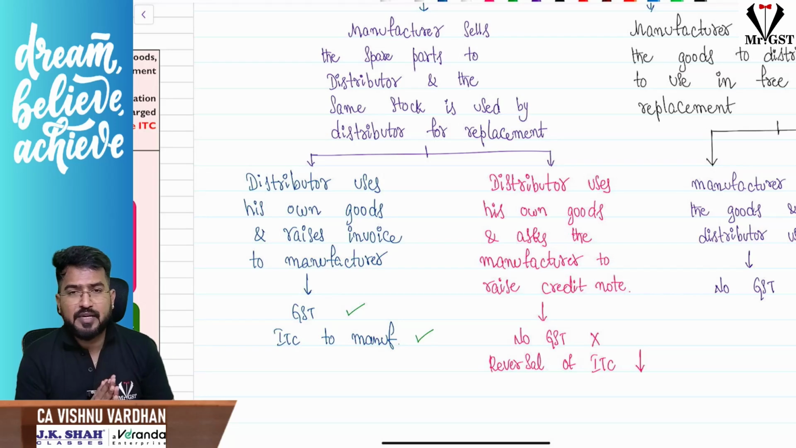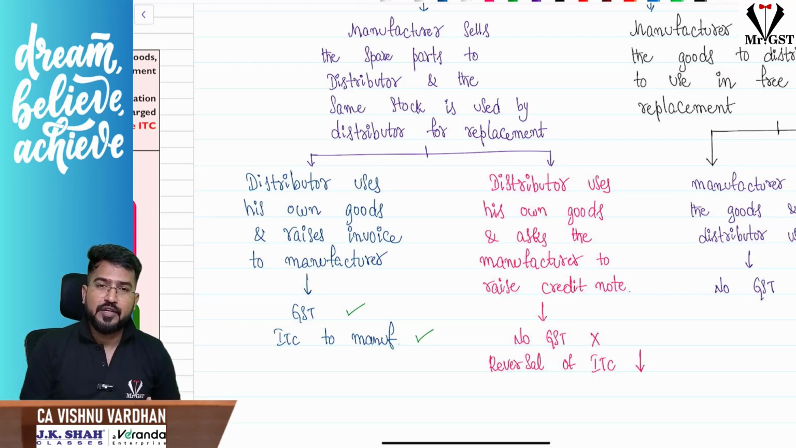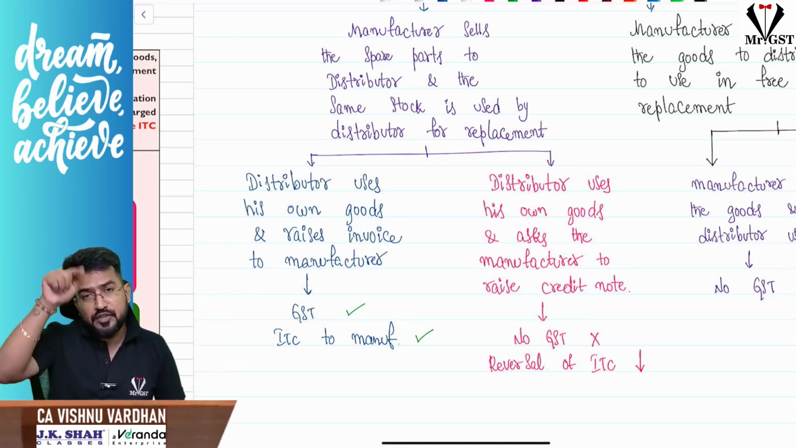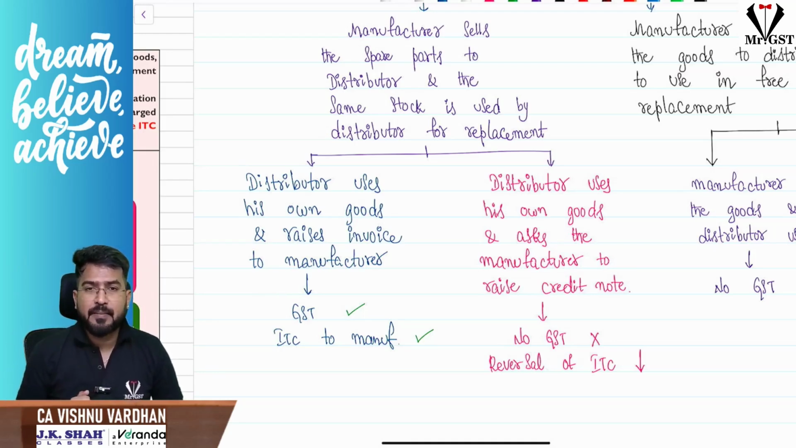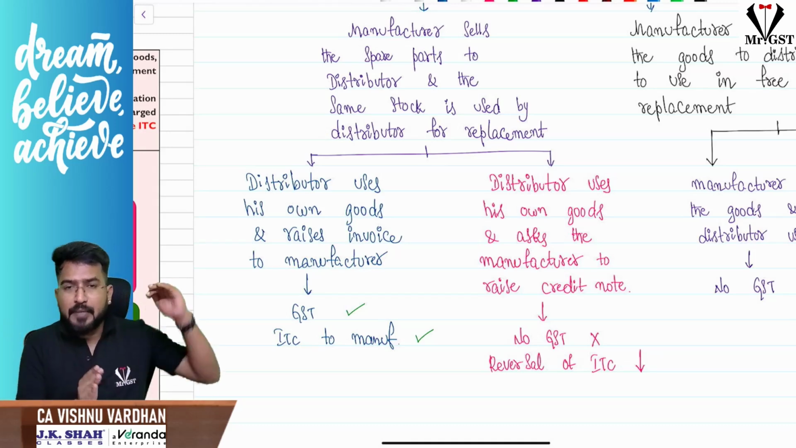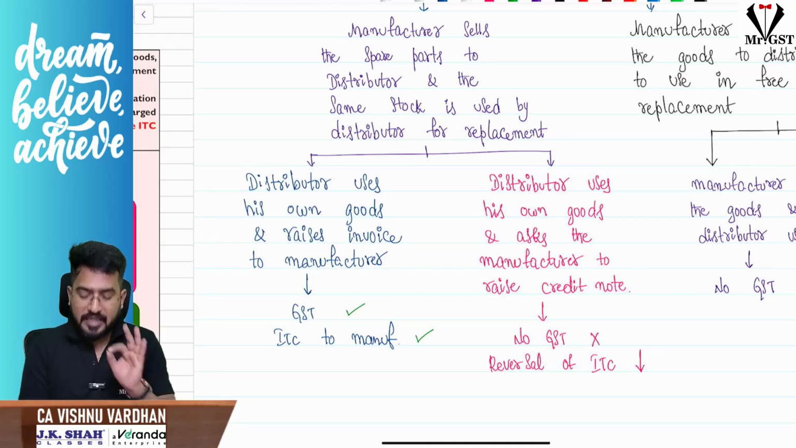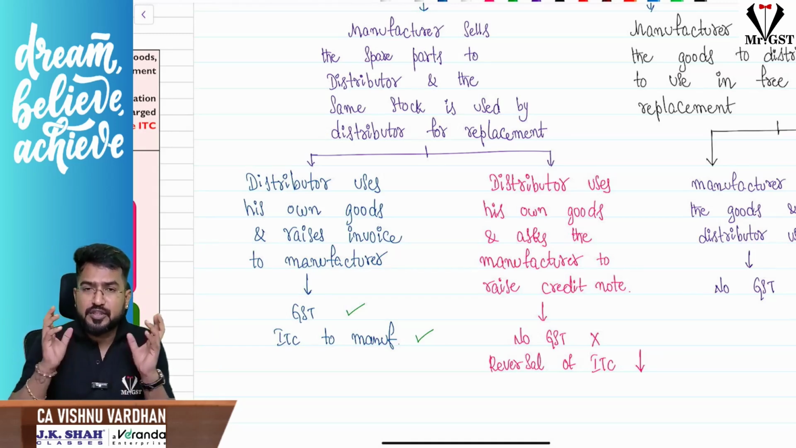Suppose 100 silencers the manufacturer has sold to the distributor. The distributor is saying, sir, one silencer I am using here for free replacement, I will pay you only for 99 silencers. Now what the manufacturer will do, for one silencer he will issue a credit note. So he will reduce his GST liability, the manufacturer's output tax liability will come down. Same way, the distributor would have taken ITC on 100 silencers when he purchased 100 silencers. Now for one silencer, proportionate ITC he will reverse. So the manufacturer will raise a credit note on the distributor, and the distributor will reverse proportionate ITC. This is another scenario when the distributor is using his own goods.